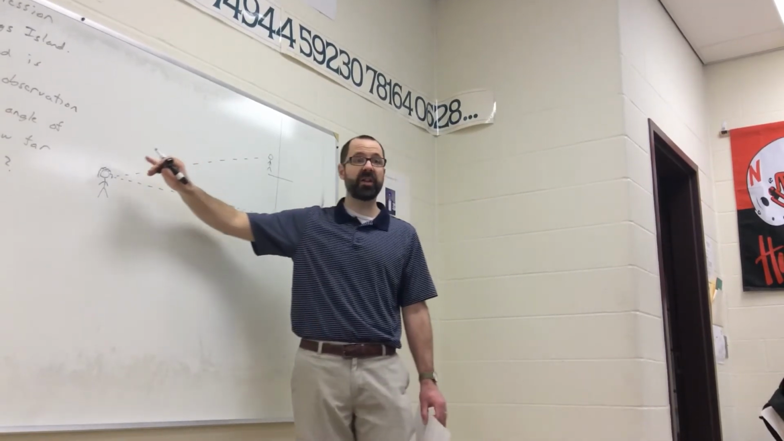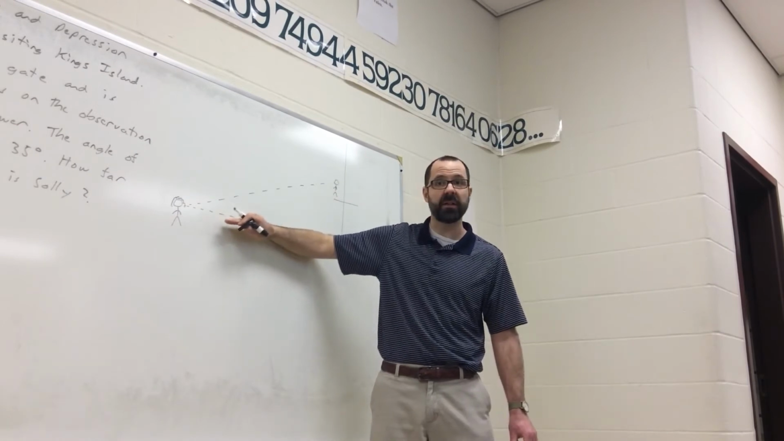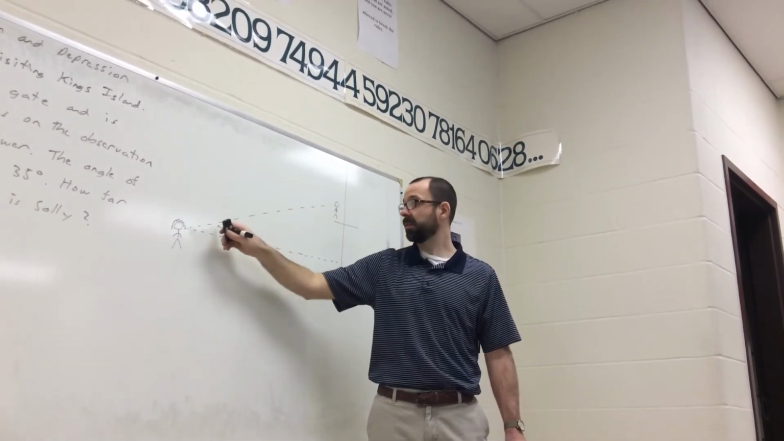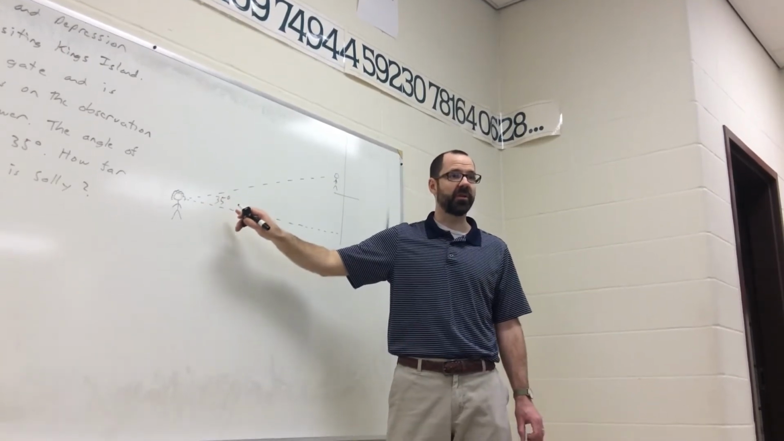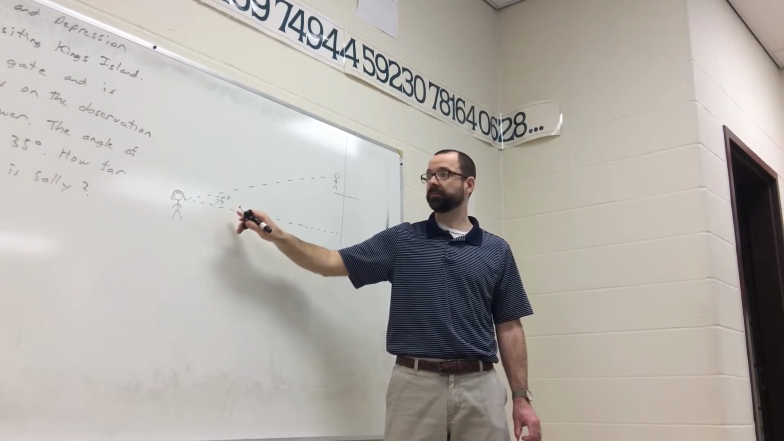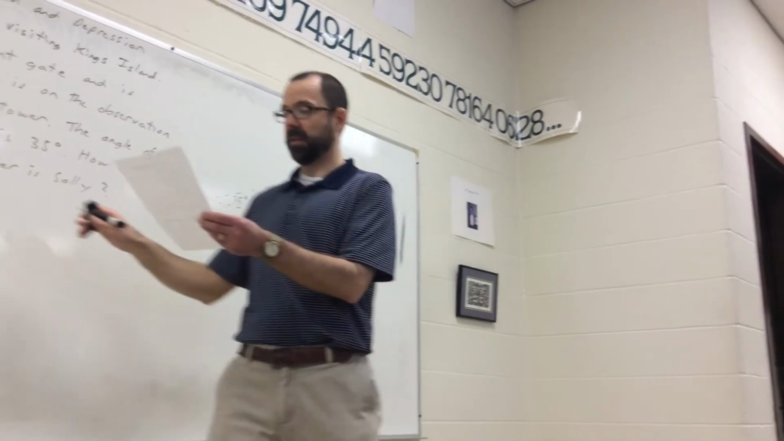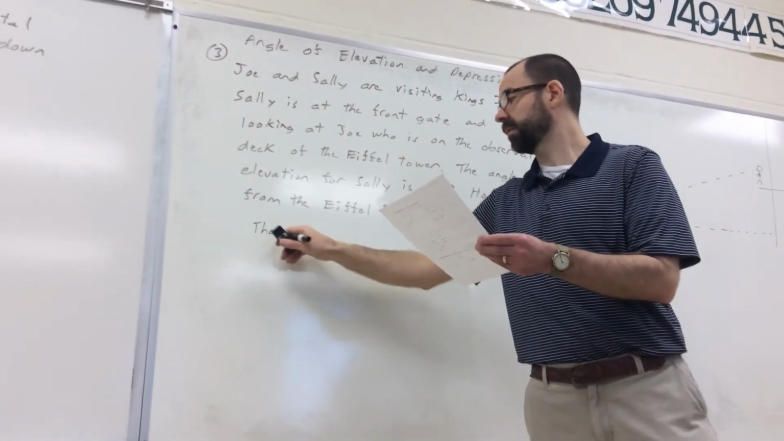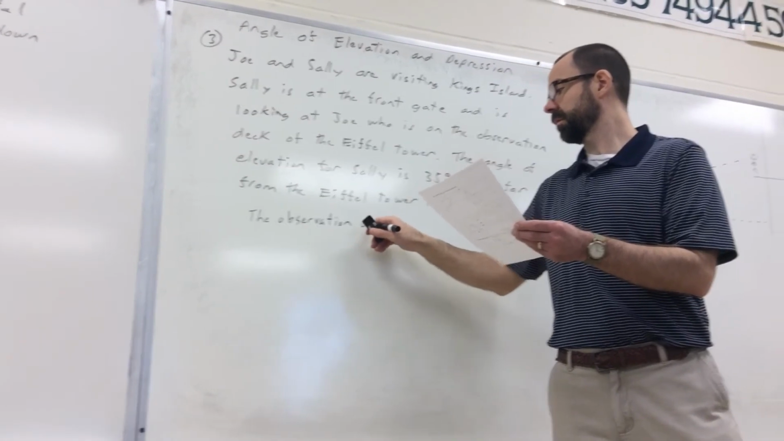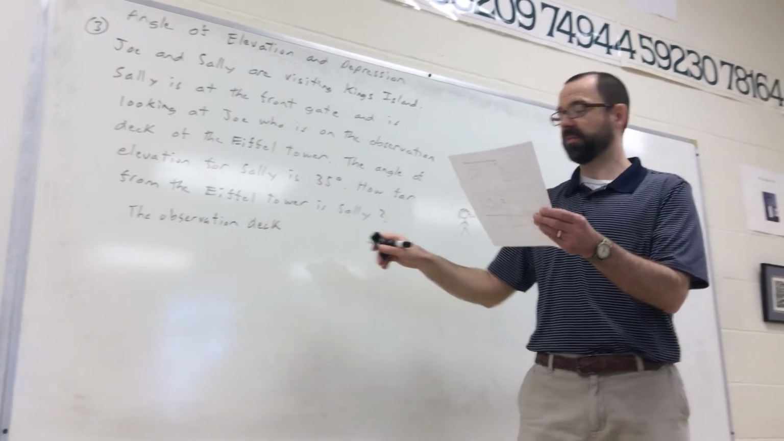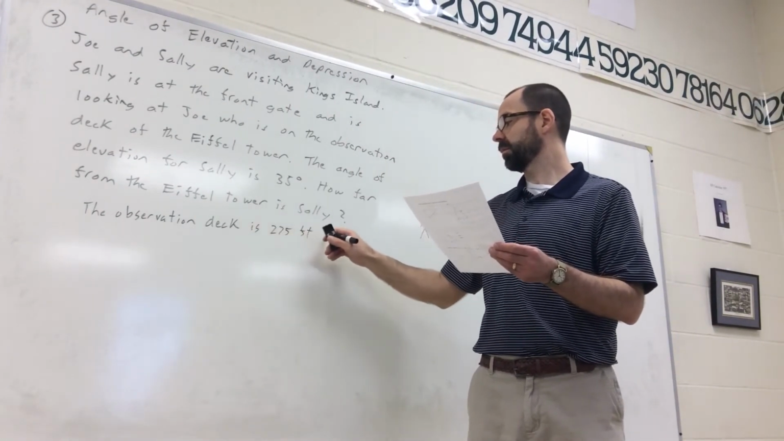And then it says the angle of elevation for Sally is 35. So that's between the horizontal line and the sight line. So there's where the 35 degrees goes. And then there's some more information that I haven't written down yet. It says the observation deck is 275 feet above the ground.